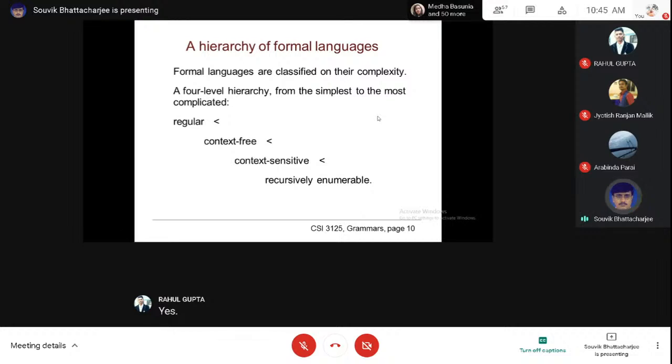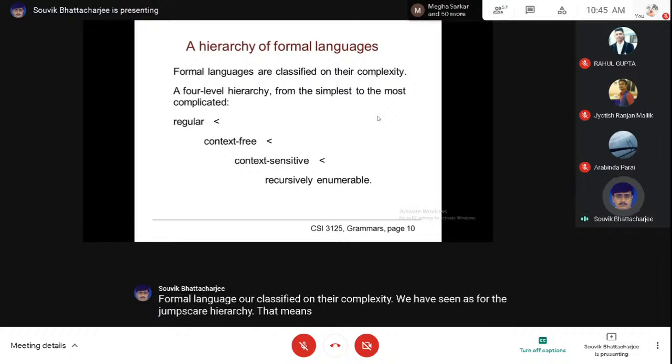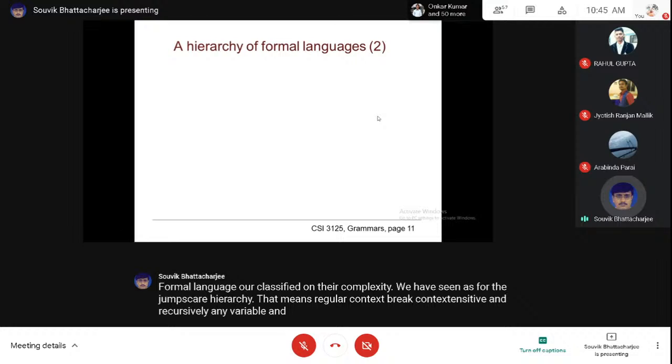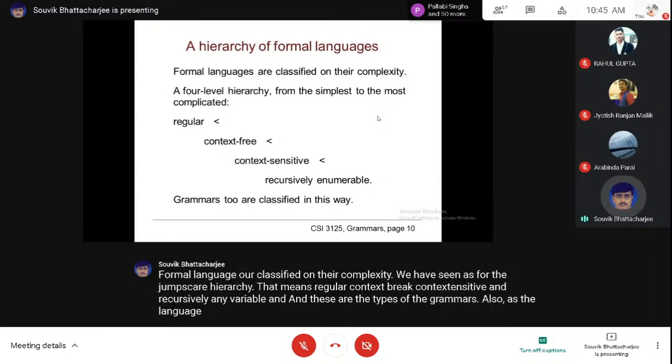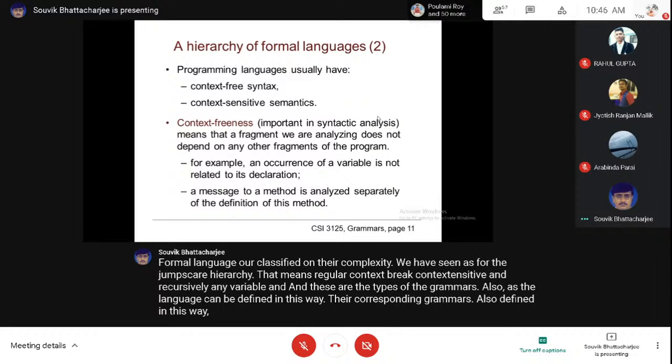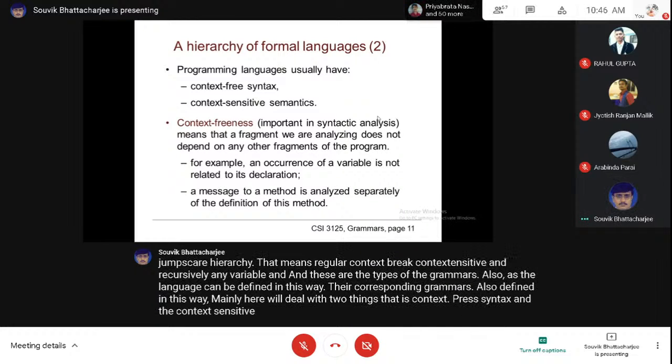Formal languages are classified on their complexity. We have seen, as per the Chomsky hierarchy, regular, context-free, context-sensitive, and recursively enumerable languages. And these are the types of the grammars also. As the language can be defined in this way, their corresponding grammars are also defined in this way. Mainly, here we will deal with two things, that is, context-free syntax and context-sensitive semantics.